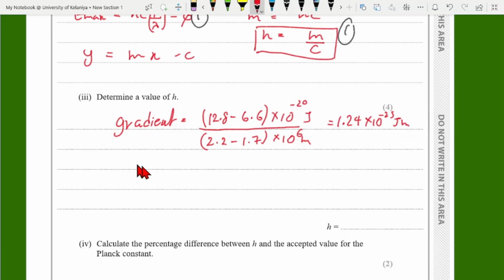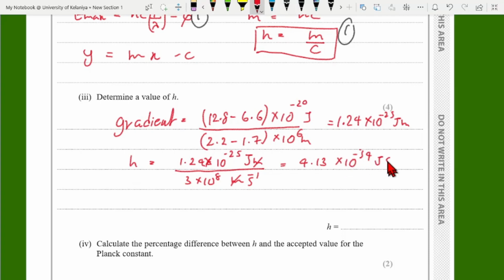Sorry, h is equal to gradient over c, so the h value will be the gradient. Here it is 1.24 times 10 to the power minus 25 joule meters over 3 times 10 to the power 8 meters per second. So the meters will be cancelled out, and the units will be joule seconds. If you calculate this one, you will get the value 4.13 times 10 to the power minus 34 joule seconds, right?